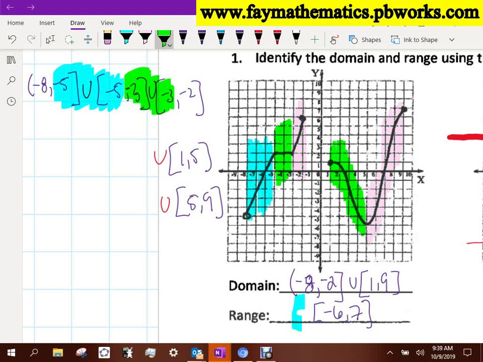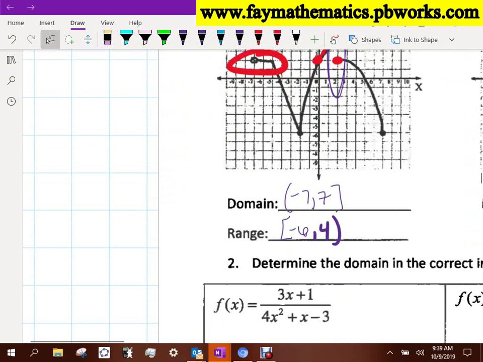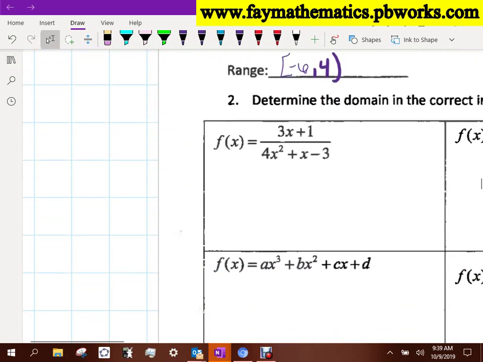So just be cautious. There will be times, guys, and you've got to pay attention to what we're looking for. There will be times where they say, what's the domain? And we write -8 to -2. And then there will be times when they ask you, what are the intervals in which this thing is increasing, constant, and decreasing? And then we can break it up like that. Okay? So just be on the lookout for that idea as you're working through these.